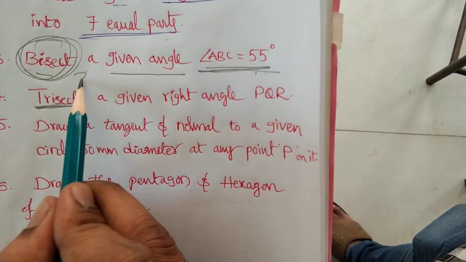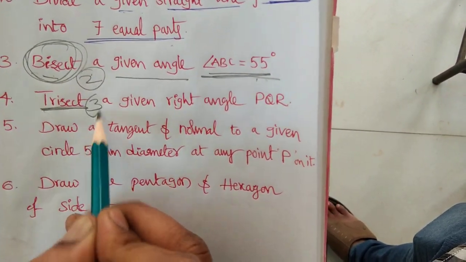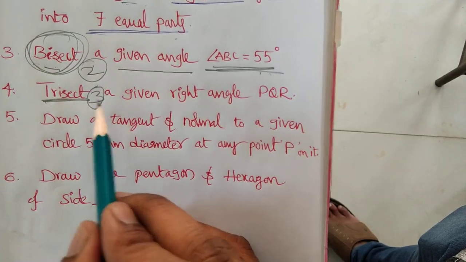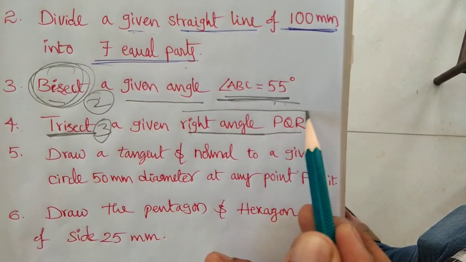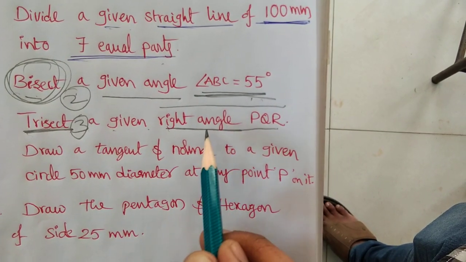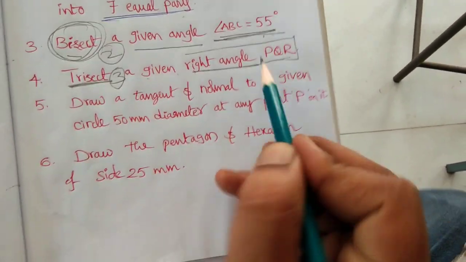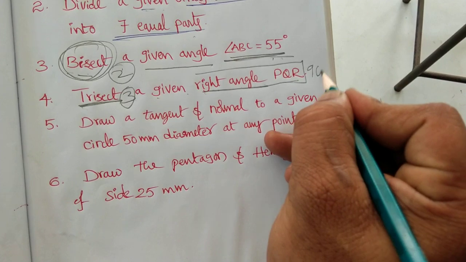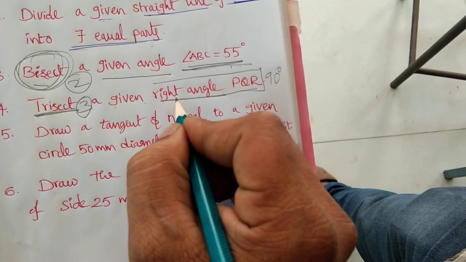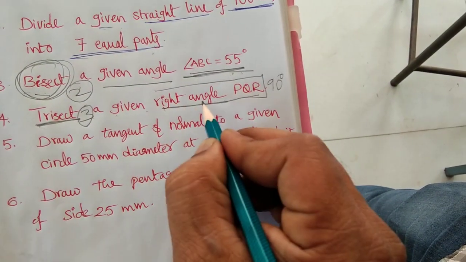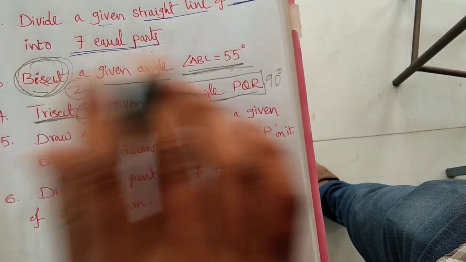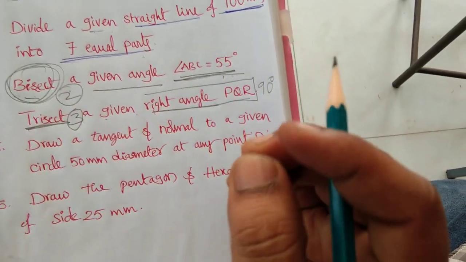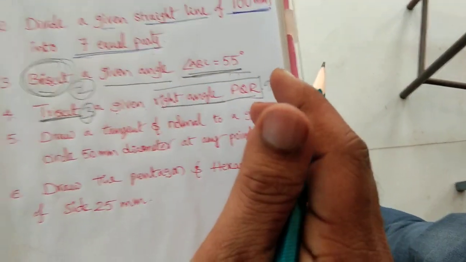Bisect means two equal parts. Trisect means three equal parts. That's it. So trisection is possible only for a right angle. All of you remember this point. Trisect a given right angle PQR. The right angle means that is 90 degrees. And one more important point here, it is possible only for 90 degrees. Trisection for 60 degrees is not possible. For any angle other than 90 degrees it is not possible.